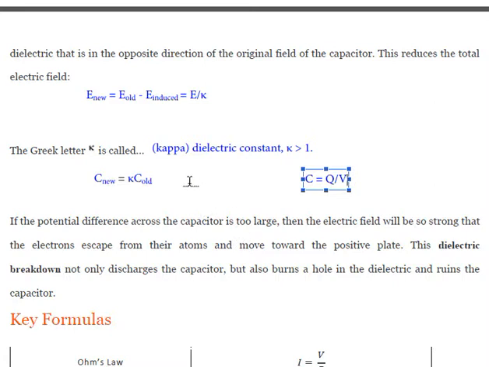So last little tidbit about capacitors. If you have a potential difference across a capacitor that's too big, then the electric field is so strong that the electrons are actually able to jump off of their atoms and move across to the other plate. That's called a dielectric breakdown, and it completely discharges your capacitor, so you lose all the energy you have stored in it. So that's one bad thing. But another bad thing is that with all those high energy electrons jumping from one plate to the other, you could burn a hole in whatever dielectric material is separating the plates and completely ruin the capacitor.